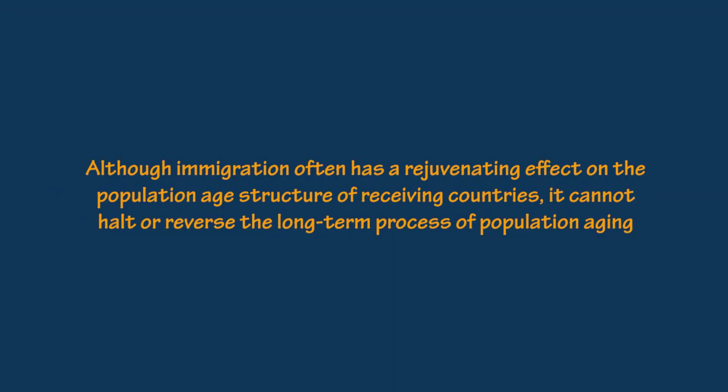Now, can migration affect the demographic composition, let's say the age composition? What people have argued is that although immigration often has a rejuvenating effect on the population age structure of the receiving countries where the migrants are going, it cannot halt or reverse the long-term process of population aging. So what we are trying to say is that it will be important, but can it be so important that it can halt or reverse the whole process of population aging?